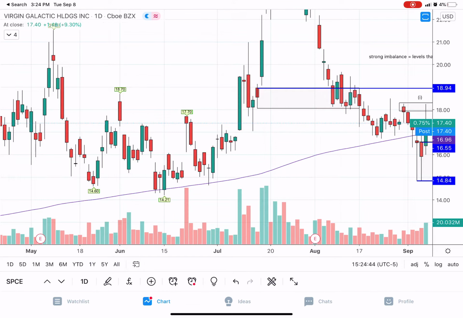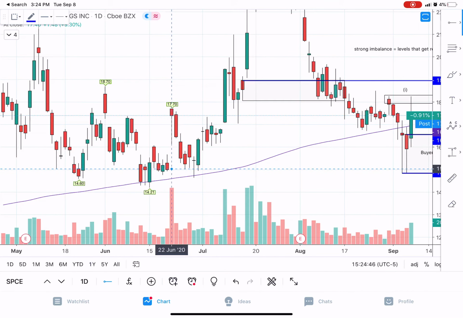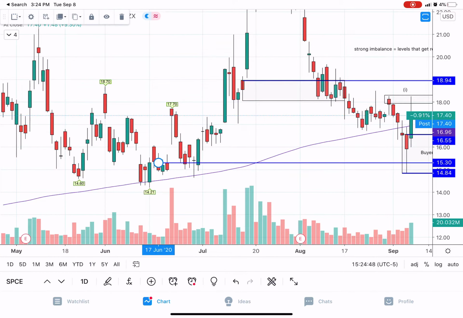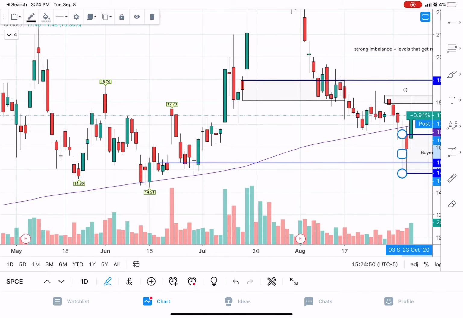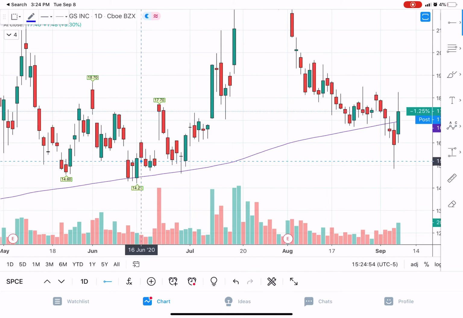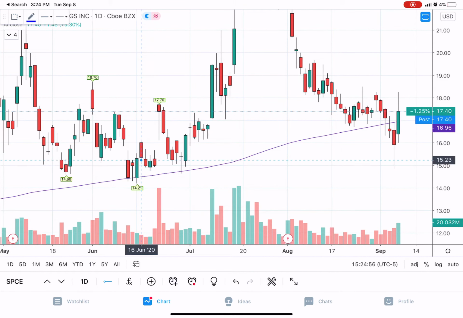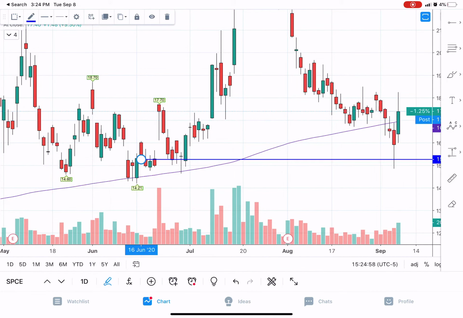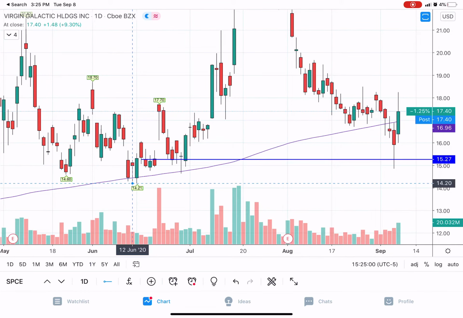I mean, here's another level that got retraced into. It took 3 sessions. Look at this. Let me clean up my chart drawings. So here's another drop base rally. Here's another level of demand right here. So the imbalance forms.